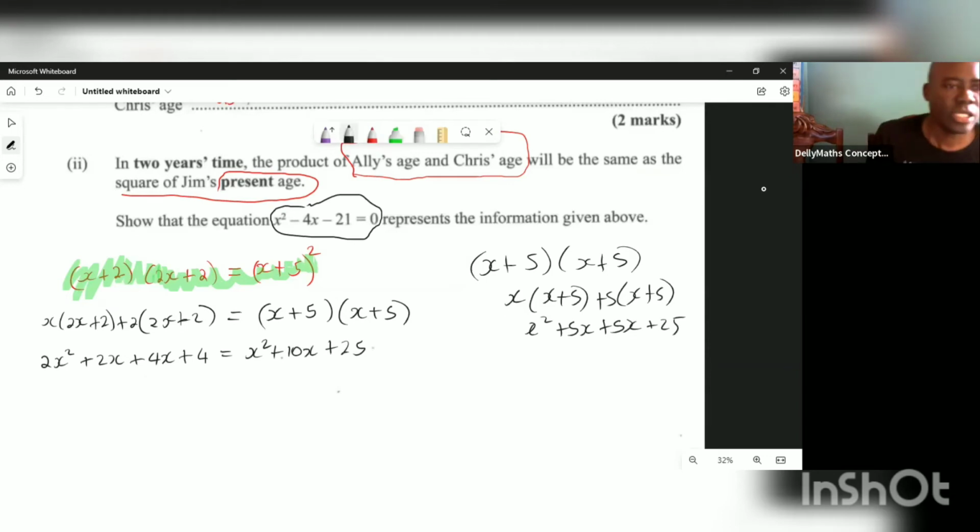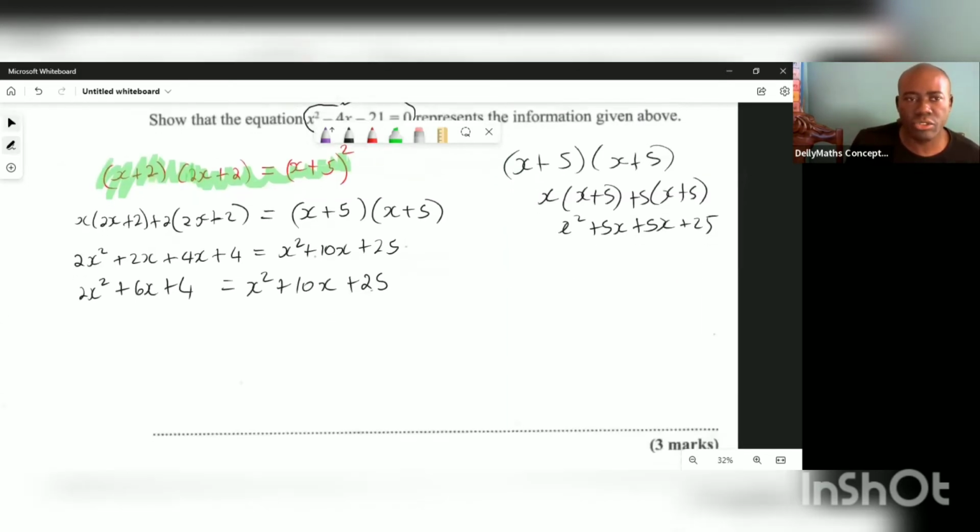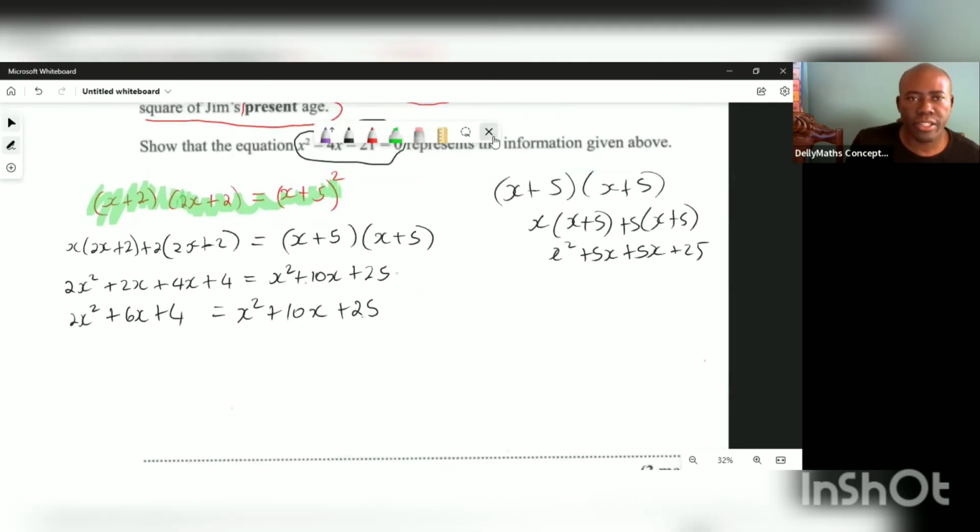So what we want to do is to continue. We want to put everything on one side and let it equal 0. So let us see what we have on the left side. We have 2x squared plus 6x plus 4 equal to x squared plus 10x plus 25. So we're going to get everything on the left side. In doing so, we'll have 2x squared, and we're going to subtract x squared from both sides.